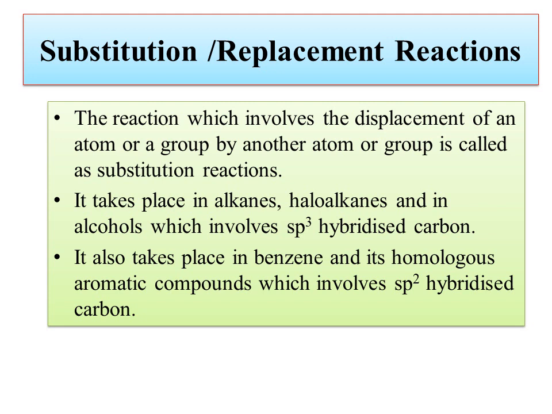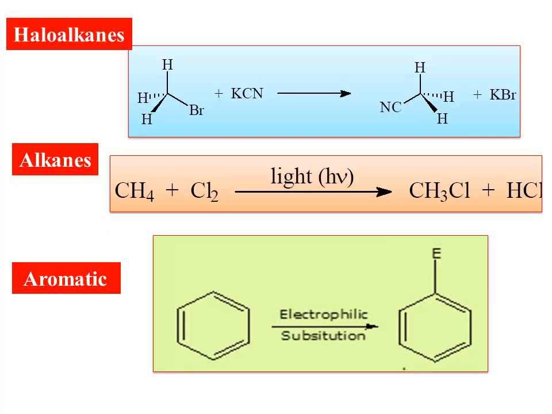But this also takes place in the case of aromatic compounds like benzene and its homologues, which contain sp2 hybridized carbon. Alkyl halides, when you consider them, are saturated hydrocarbons having a halogen. They generally undergo substitution reaction by KCN, where Br is replaced by CN. Such type of reactions we call substitution reactions. Or the famous reaction, chlorination or halogenation of methane, is also an example of substitution reaction.